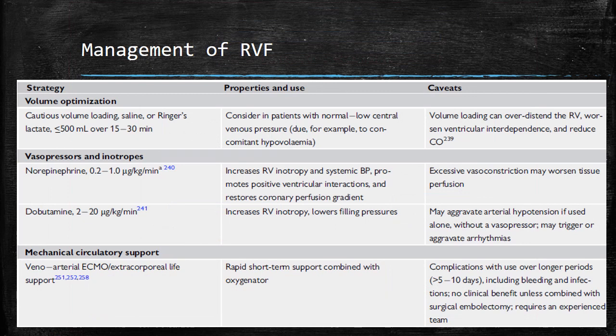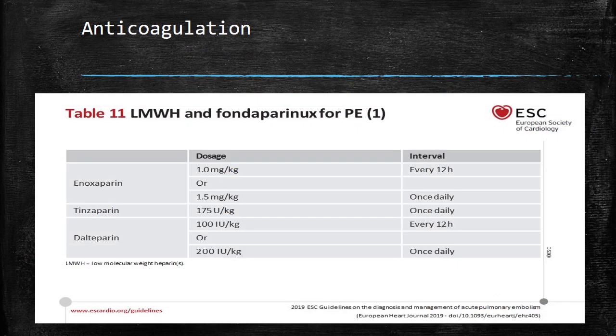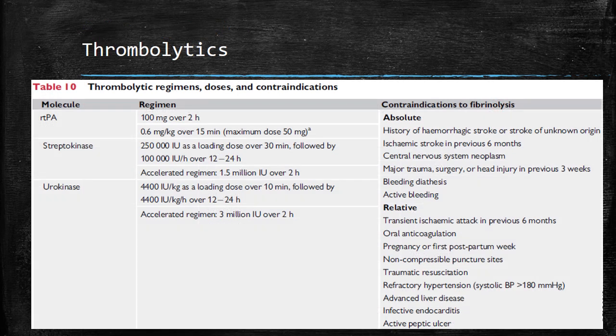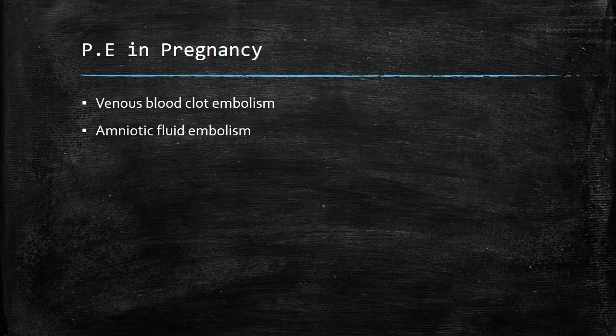If it's positive, you have to reperfuse the patient. This is the right ventricular management, which includes volume optimization, vasopressors, and inotropes, including norepi and dobutamine, and mechanical circulatory support. We have got anticoagulation, different drugs, low molecular weight heparin and fondaparinux, and thrombolytics. We have got recombinant tissue plasminogen activators, streptokinase, urokinase. There are different contraindications, and they're mentioned here.